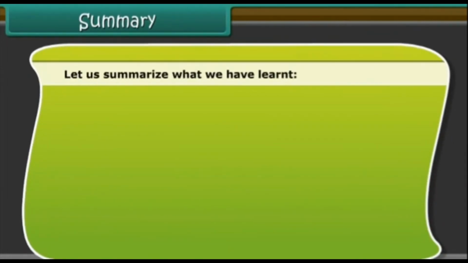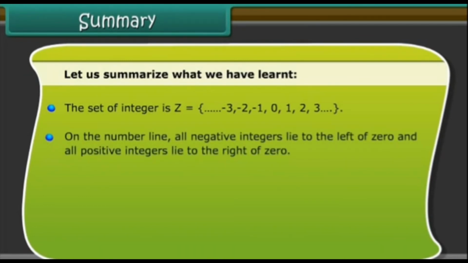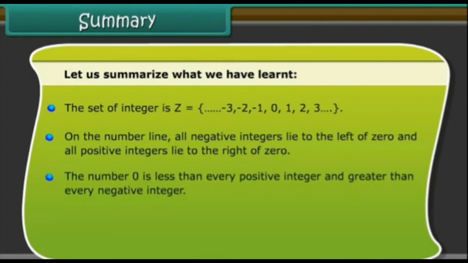Summary. Let us summarize what we have learned. The set of integers is Z, which is equal to {..., -3, -2, -1, 0, 1, 2, 3, ...}. On the number line, all negative integers lie to the left of 0, and all positive integers lie to the right of 0. The number 0 is less than every positive integer and greater than every negative integer.